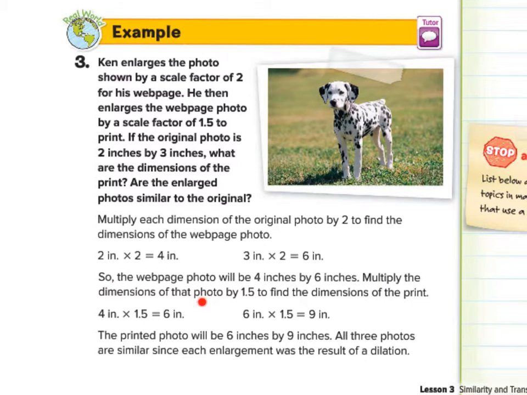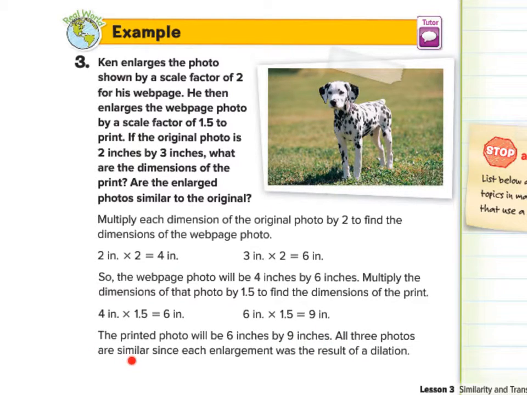Multiply the dimensions of that photo by 1.5 to find the dimensions of the print. So we're going to multiply it by 1 and then add half. So 4 times 1 is 4, and 4 times a half is 2. So 4 plus 2 is 6, and this will go to 9, if that makes sense to you, right? Because you have to multiply 6 times 1, and then 6 times a half. 6 times 1 is 6, and 6 times a half is 3, and together they make 9. So what do we get here? We get 6, and we get 9, just as I mentioned. The printed photo will be 6 inches by 9 inches.